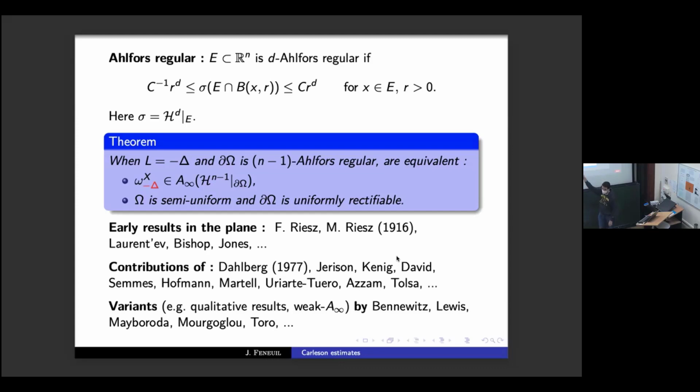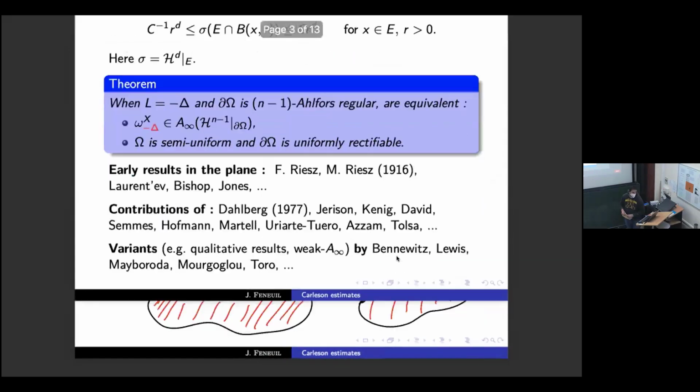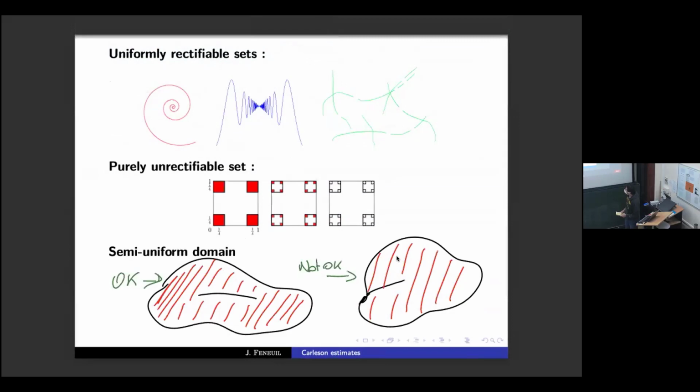So there are actually many variants. In particular, there was great work. Instead of looking at the A infinity condition, which is a bit strong, people look, for instance, at the weak A infinity, and you have many other people. Okay. So a few pictures to see what I'm talking about.